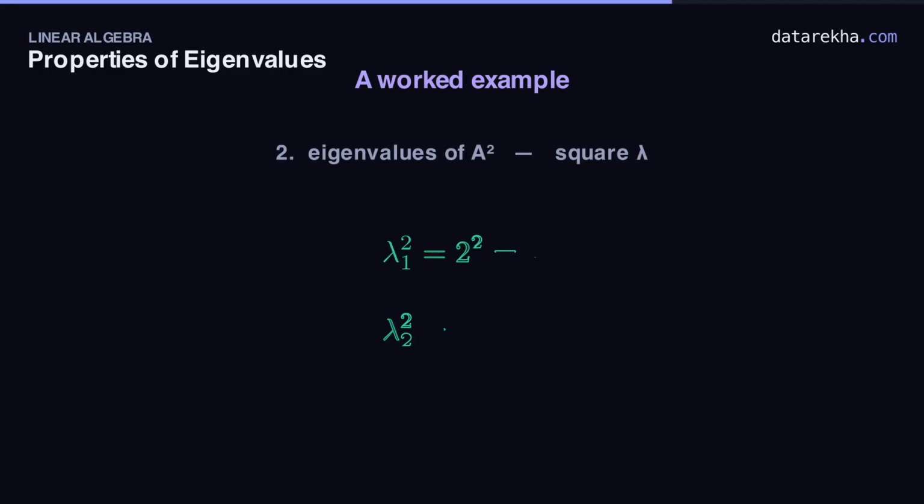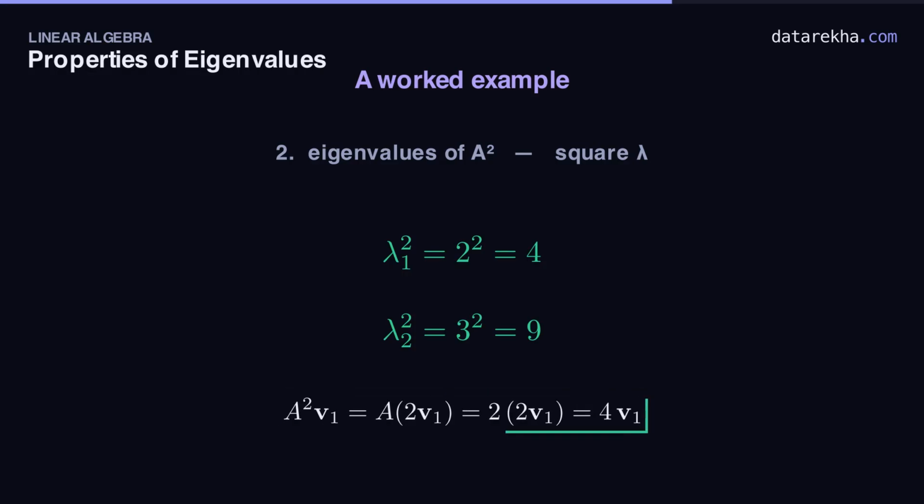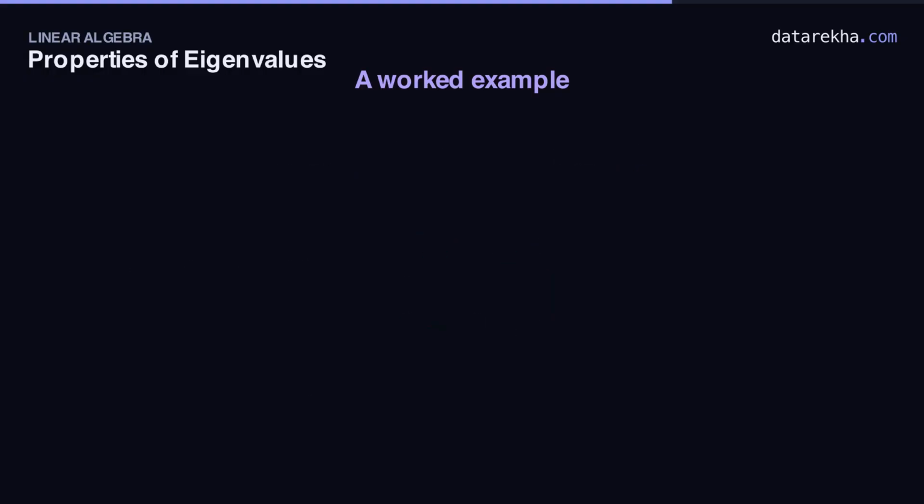Step 2. A squared. By the power rule, the eigenvalues square. 2 squared is 4. 3 squared is 9. And you can verify it directly. A squared times v1 is A times 2 v1, which is 2 times 2 v1, 4 times v1. The eigenvector is untouched.